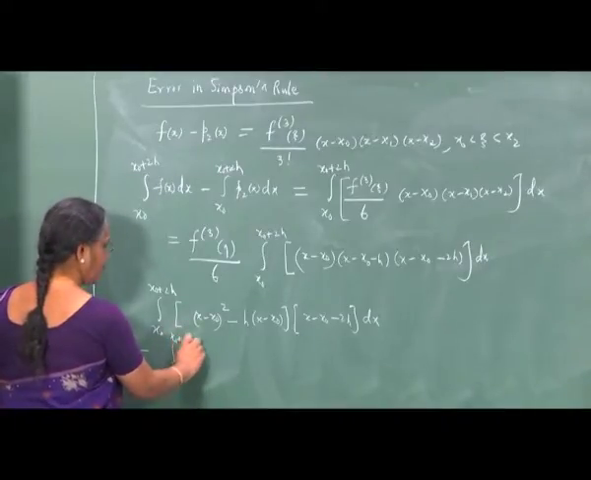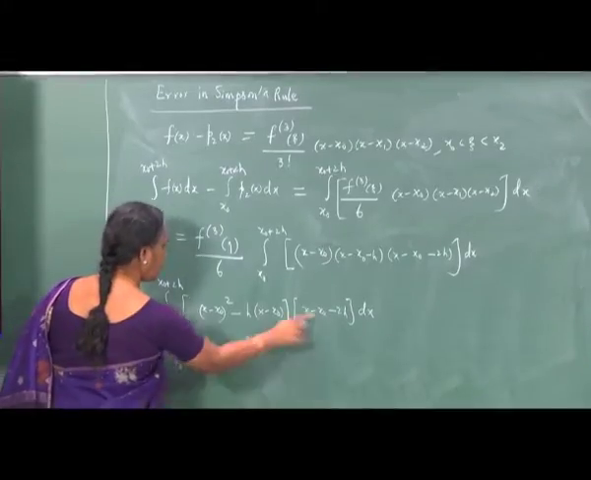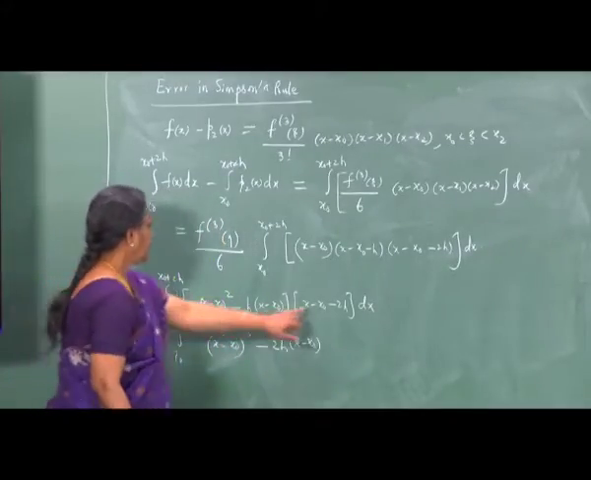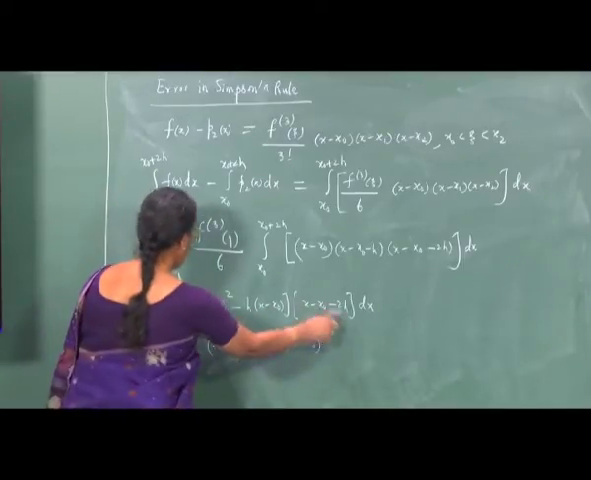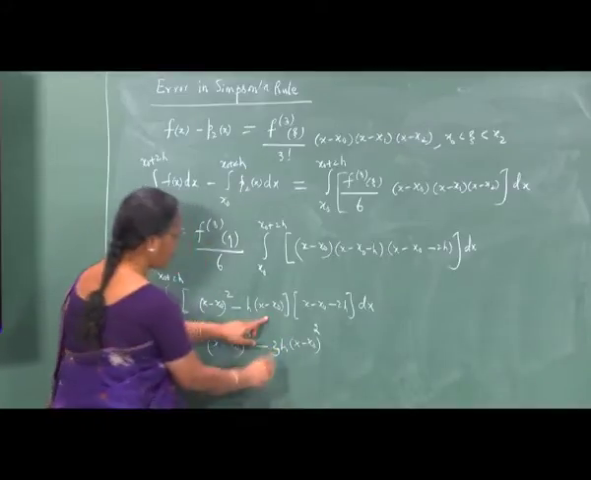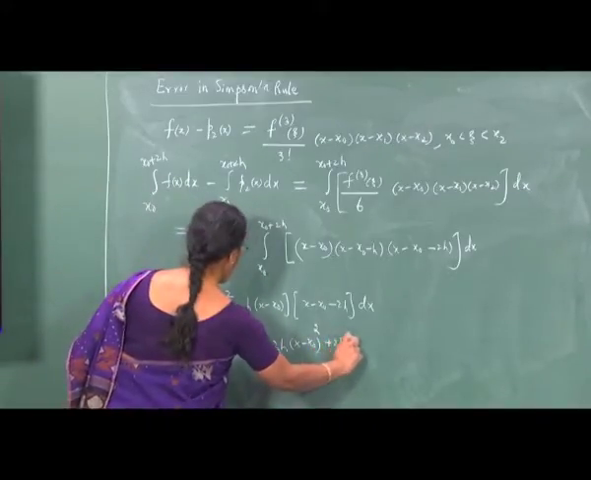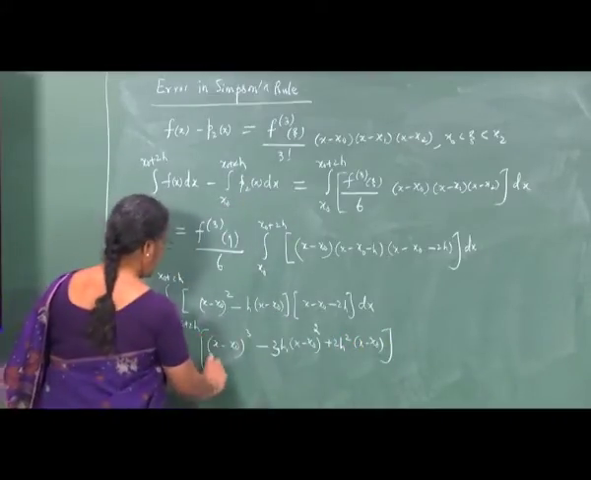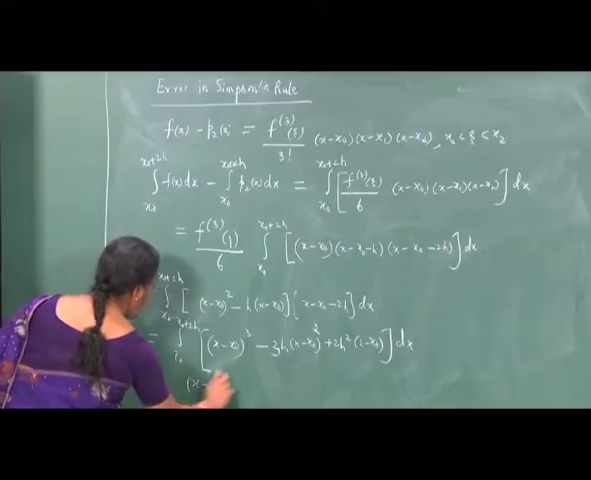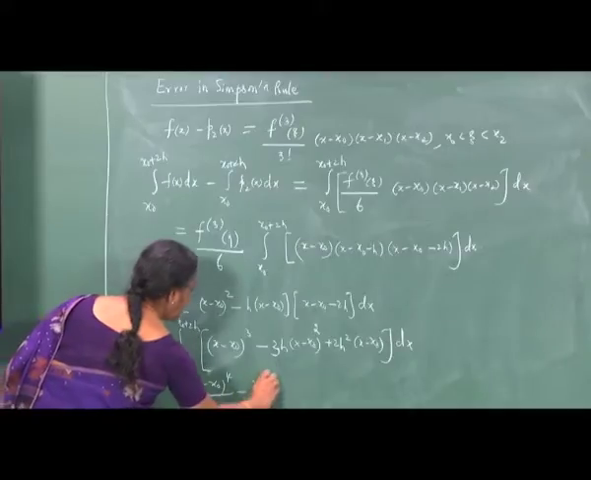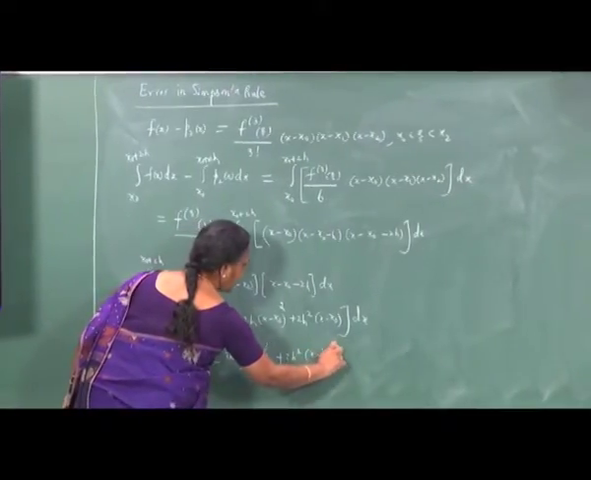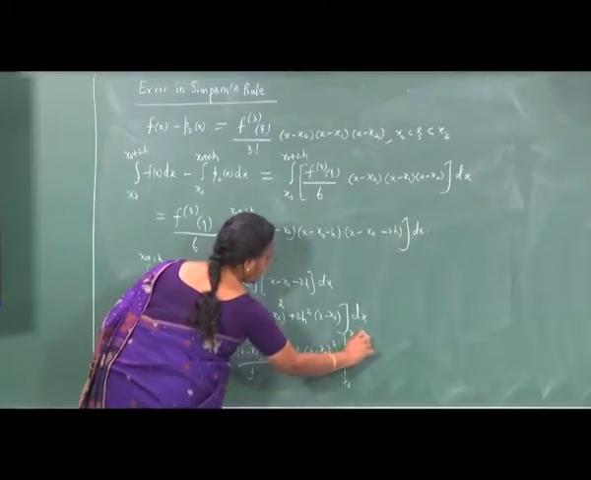So the integral from x0 to x0 plus 2h of (x minus x0) the whole cubed minus 2h into (x minus x0) the whole squared, then the next term, minus h into (x minus x0) the whole squared. So this becomes 3h, then plus 2h squared into (x minus x0). This must be integrated with respect to x. This will give me (x minus x0) to the power 4 by 4 minus 3h into (x minus x0) the whole cube by 3 plus 2h squared into (x minus x0) the whole square by 2, between x0 and x0 plus 2h.